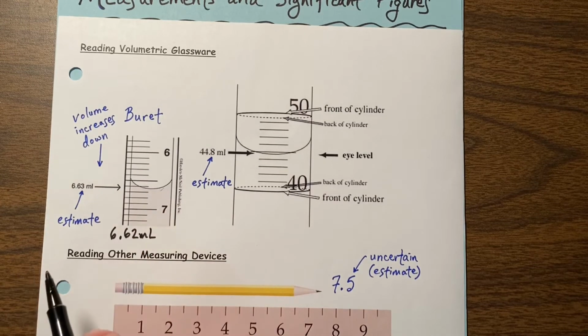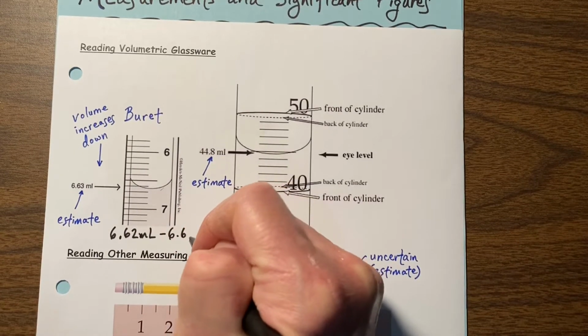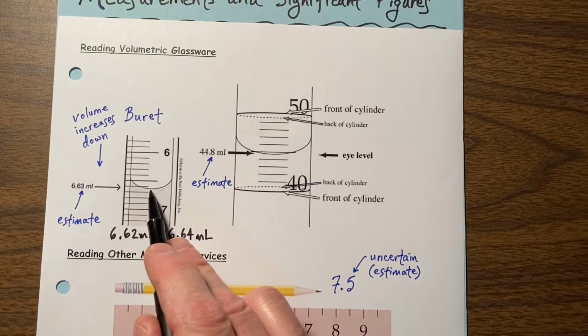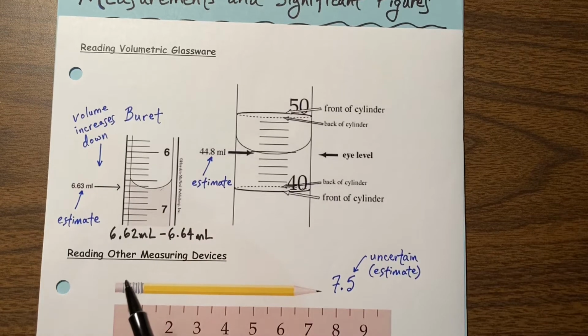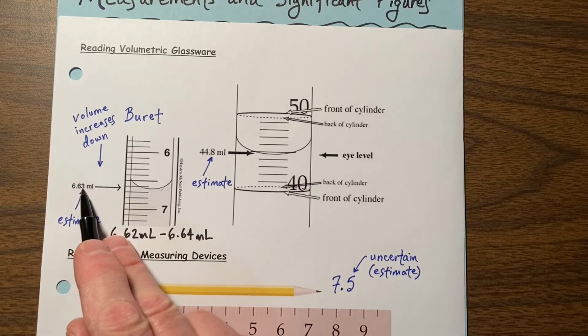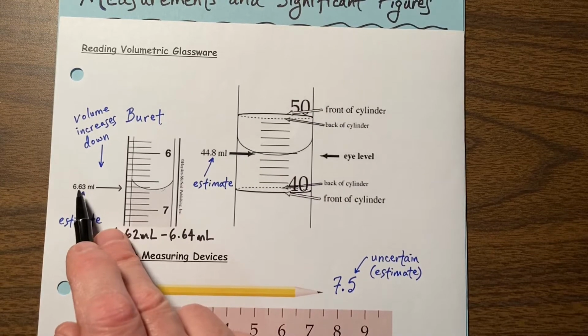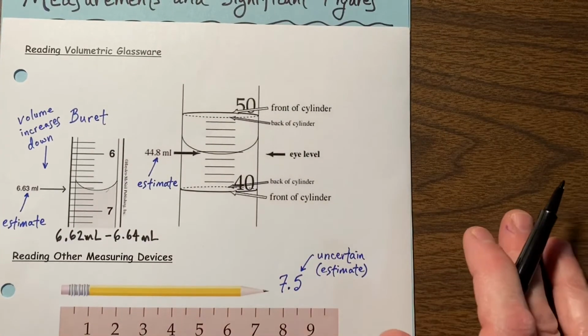So anything between 6.62 to 6.64 milliliters would probably be acceptable, even though you can probably see that it looks more reasonable to say it's 6.62 or 6.63. But we usually accept an uncertainty of plus or minus 1, low or high, in the last decimal place. So this goes for any measuring device.